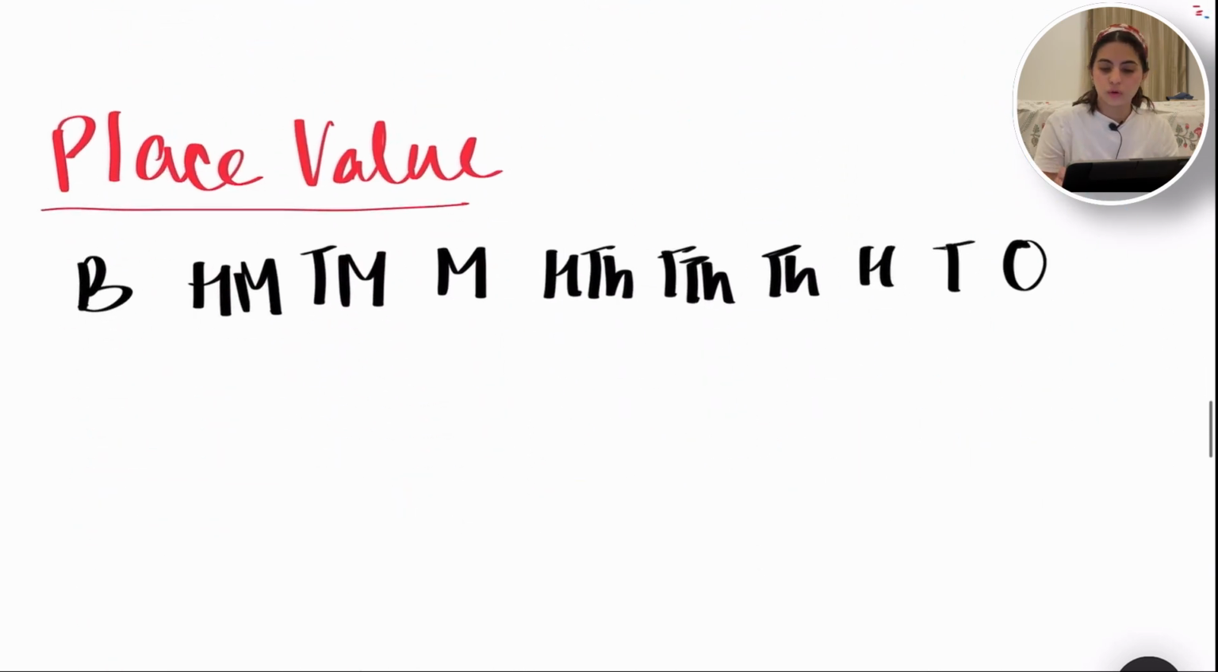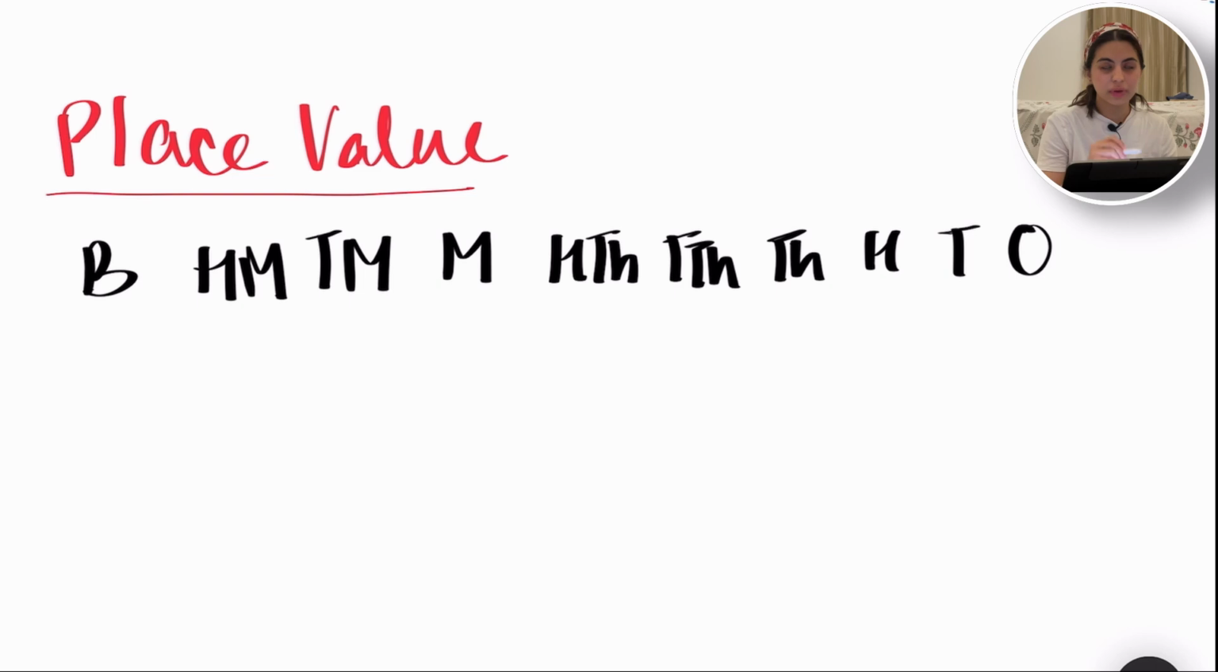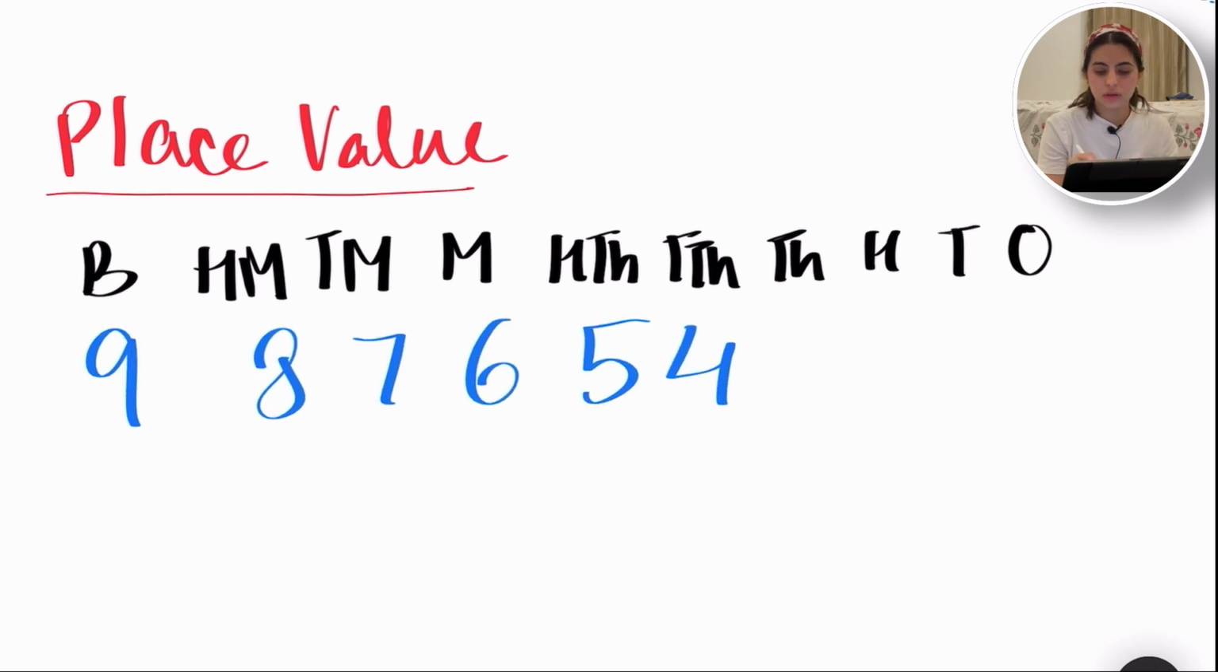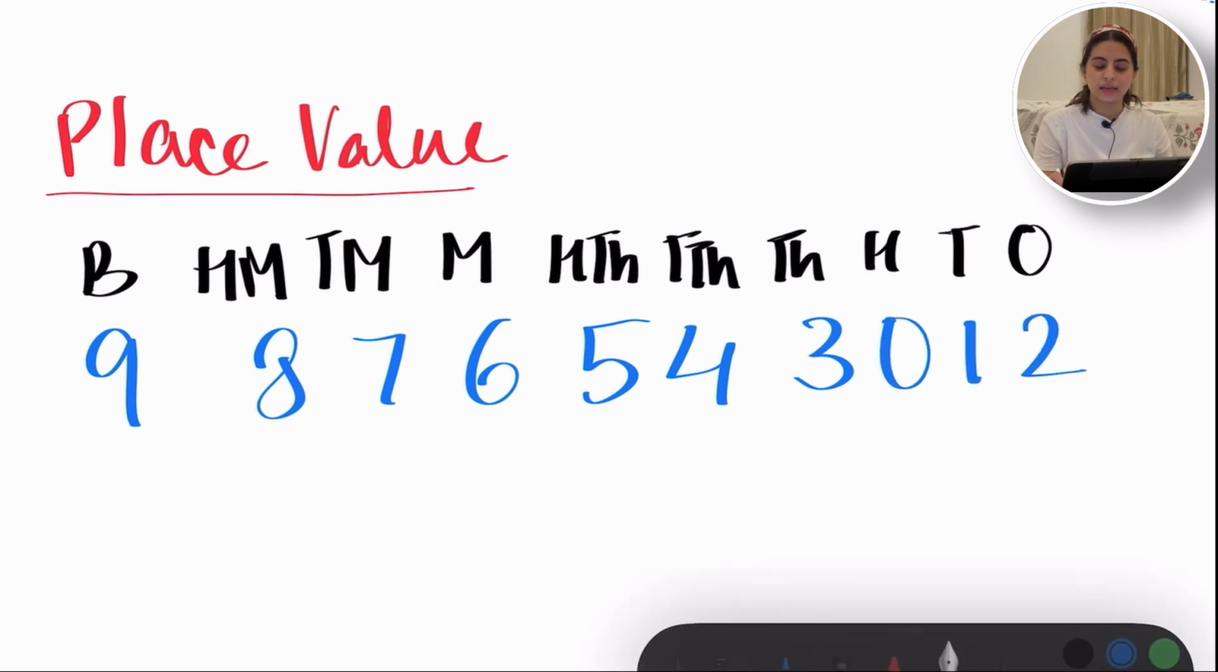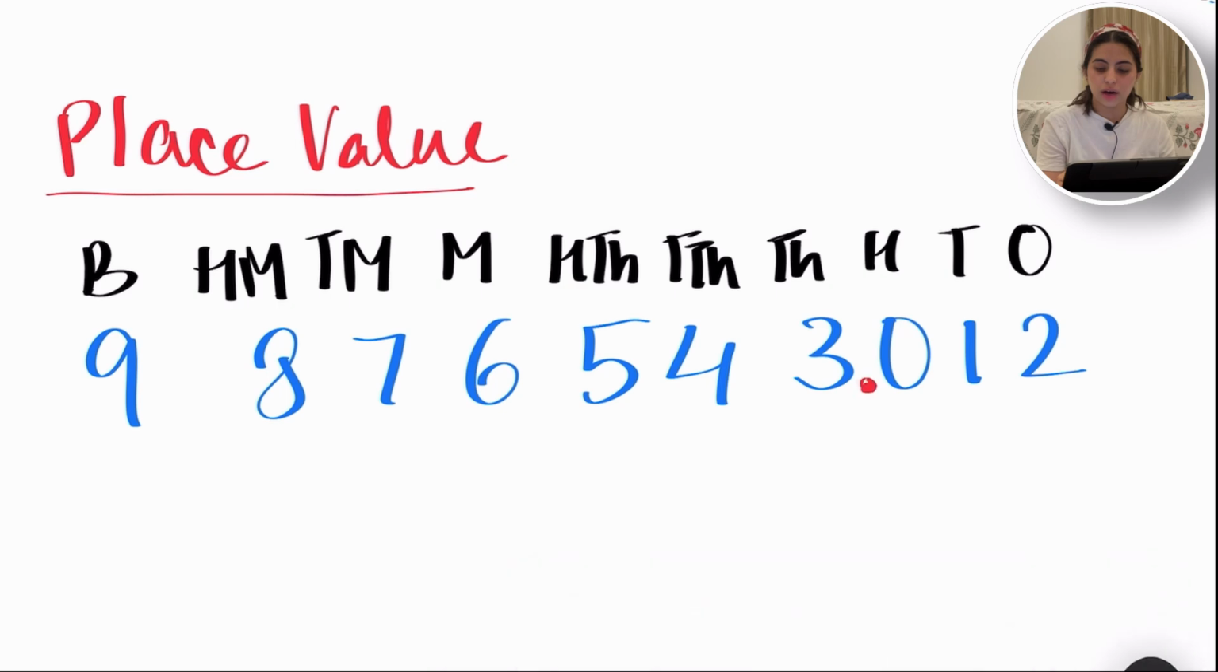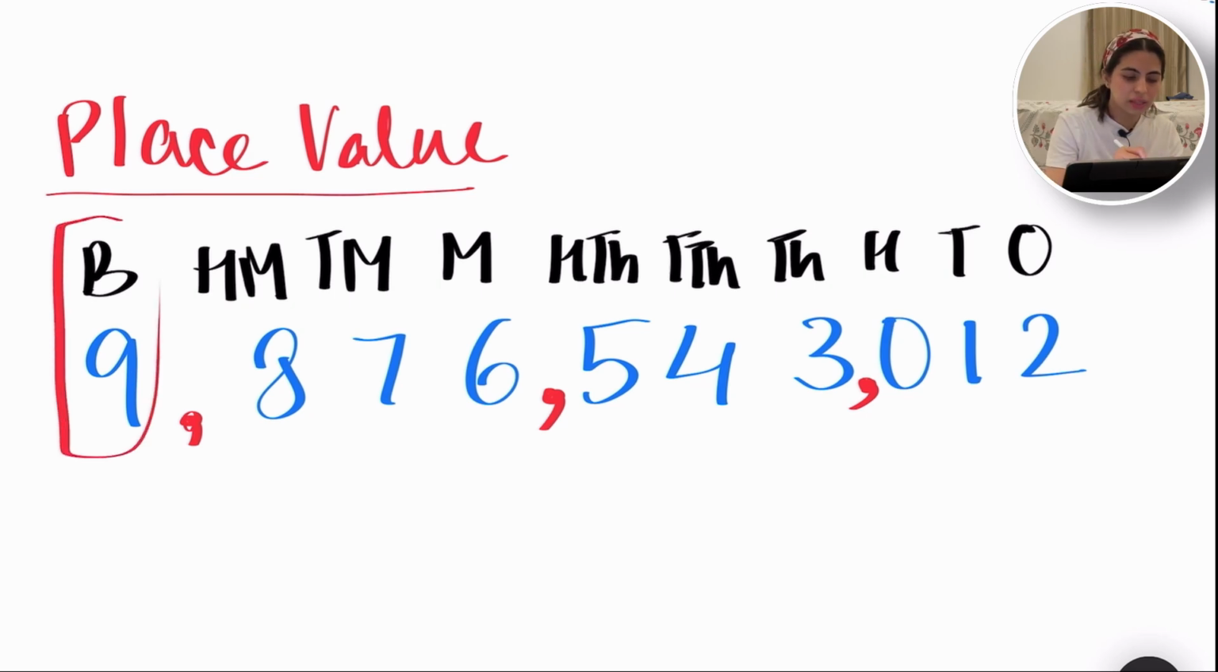Same goes for the international number system. Let me give you a number. Here is our number, and let us put the commas now after every 3 digits starting from the right. Now if I have to find the place value of any number here, let's start with 9. 9 is under the billions place. The place value of 9 is billion. No, it is 9 billion.